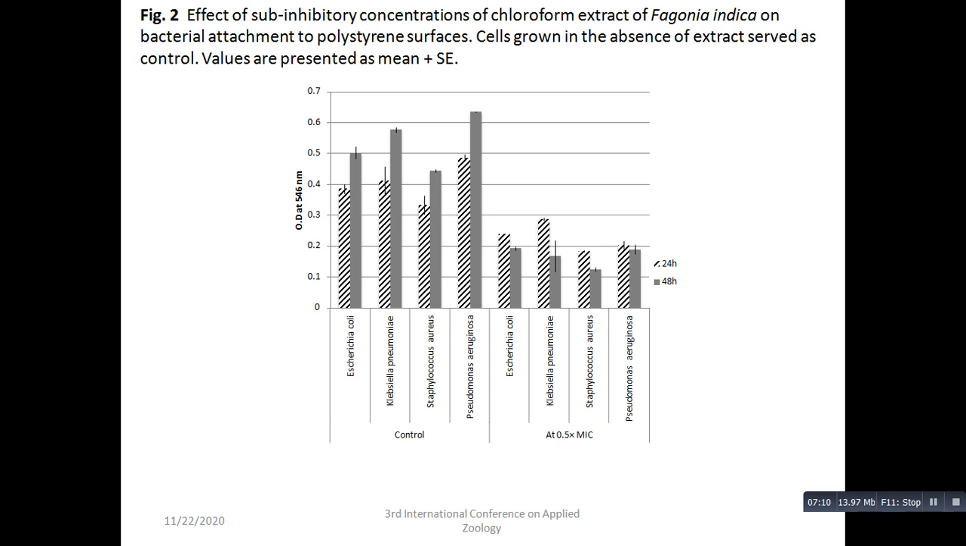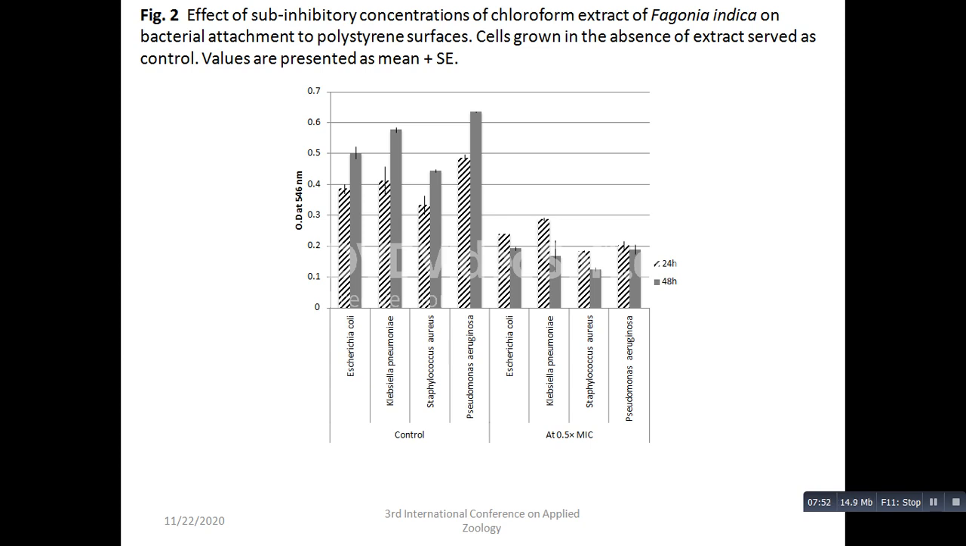This data also indicated that biofilm forming capacity increased in a time-dependent manner among multidrug resistant bacteria, and maximum capacity was observed for Pseudomonas aeruginosa, followed by Klebsiella pneumoniae. It was also observed that sub-inhibitory concentration of chloroform extract of Fagonia significantly reduced the biofilm forming capacity of tested bacteria, and percentage inhibition of biofilm formation was found to be 30.33 to 71.84% as compared with control cells.